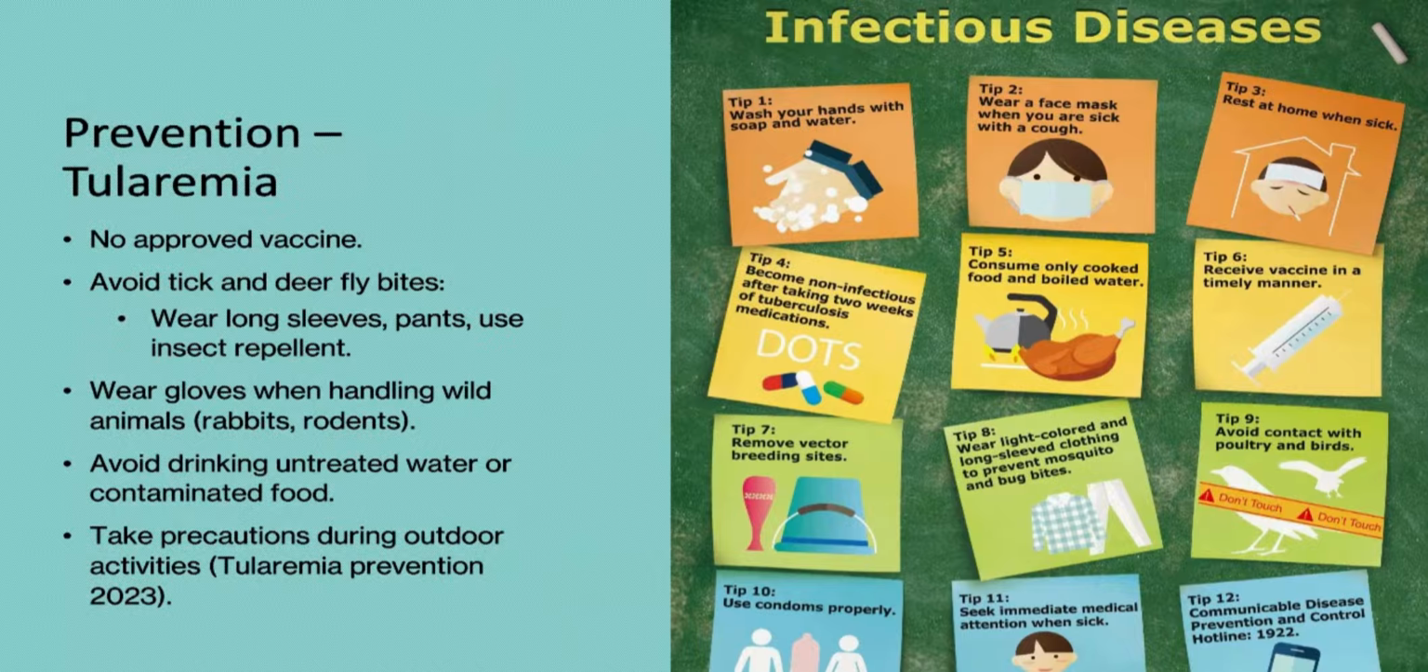When handling wild animals, especially rabbits, cats, or dogs, it's important to wear long gloves and wash hands after handling them. People should also avoid drinking untreated water or eating undercooked food, and take these precautions during hunting, farming, or outdoor activities. This generally reduces the risk of infection.